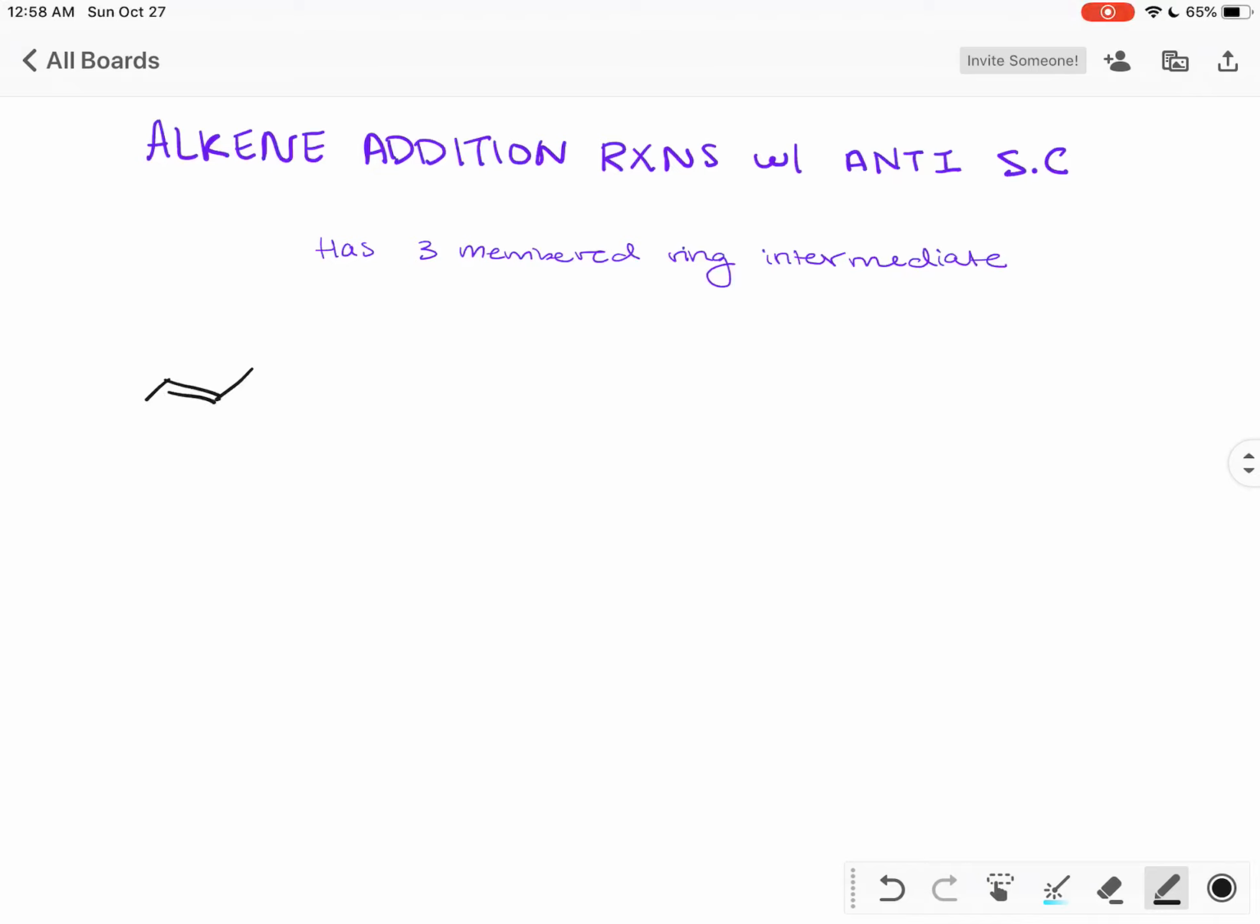Okay, so we're going to use our model reaction. It's just going to be a butene. So let's say we're starting with this butene and we're going to add the different reagents as listed below. So something that we can do to get a ring intermediate is dihalogenation. So that's Br2, I2, Cl2, right?